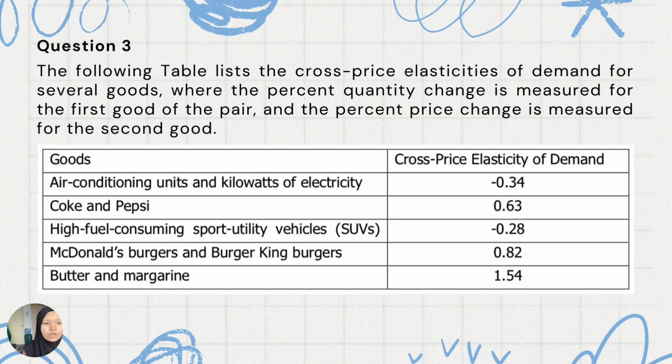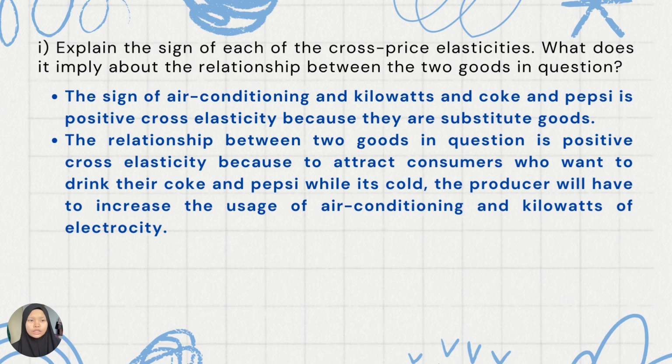For question 3, the following table lists the cross price elasticities of demand for several goods, where the percent quantity change is measured for the first good of the pair, and the percent price change is measured for the second good. For question 3, for the first moment, explain the sign of each of the cross price elasticities. What does it imply about the relationship between the two goods in question?